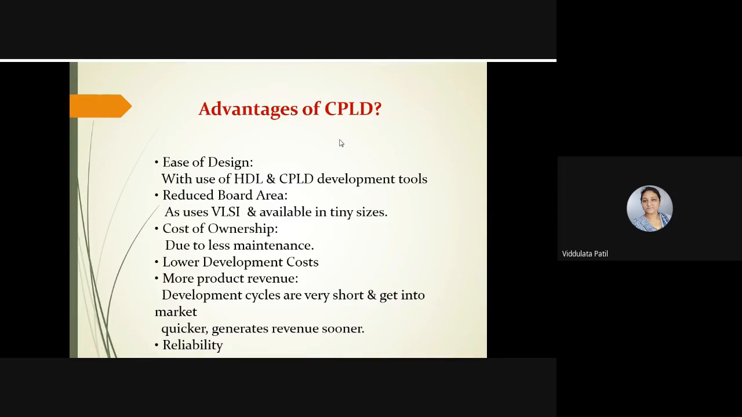The most important thing is that you can implement a very large circuitry in a very small size. Okay, if you are doing it with simple PLDs, then you may require a large number of PLDs, and then the size of that circuit will become large. But with complex PLDs, you are going to reduce the board area, that means the size of the circuit. Okay? So that is the advantage of CPLD.